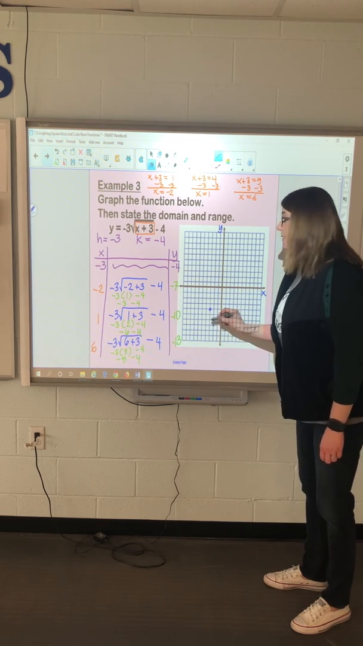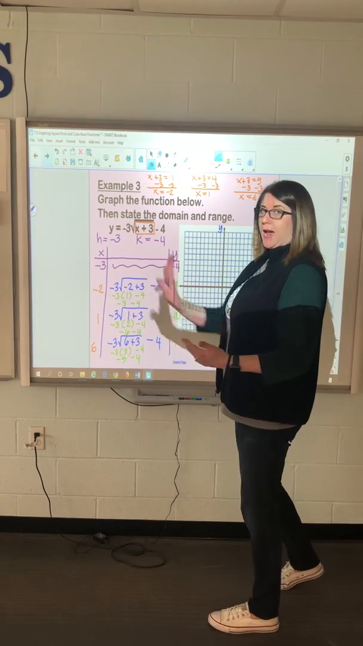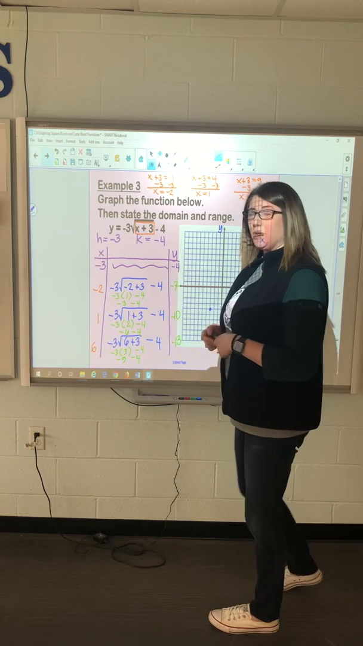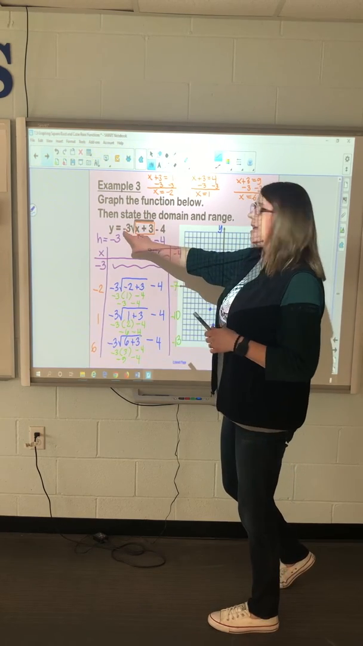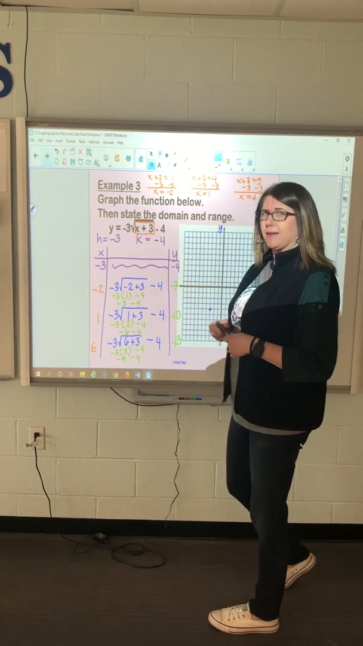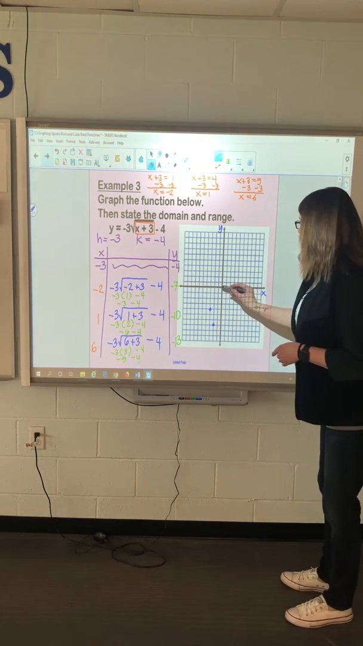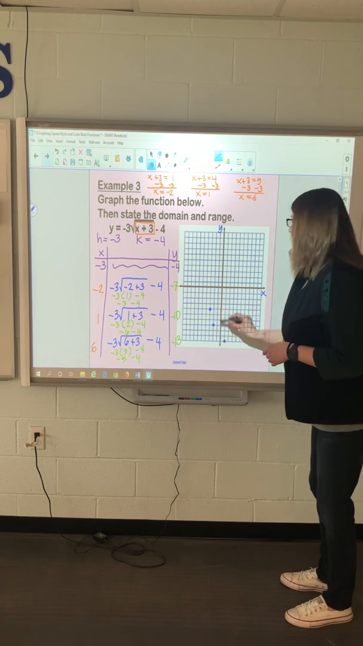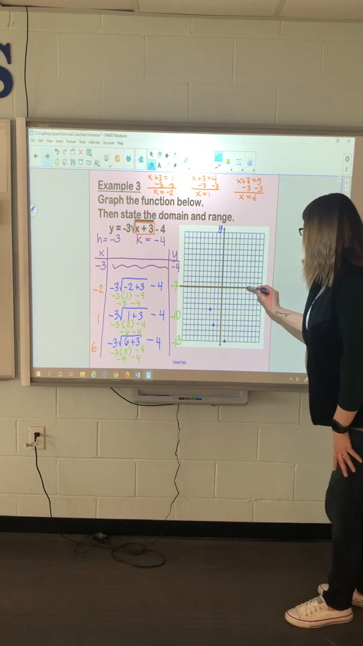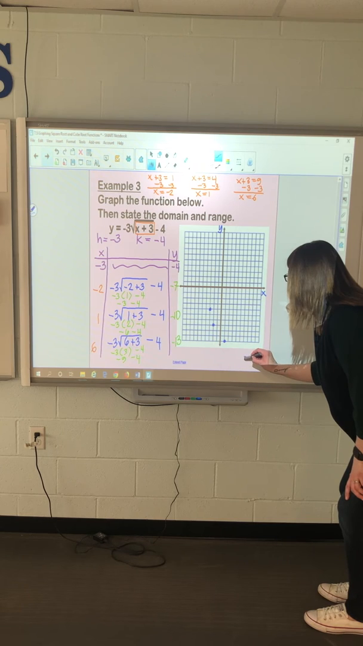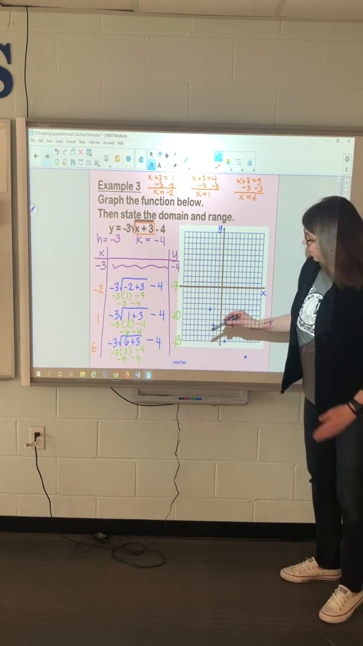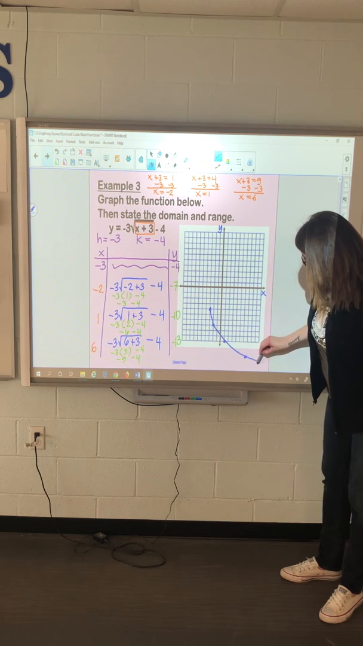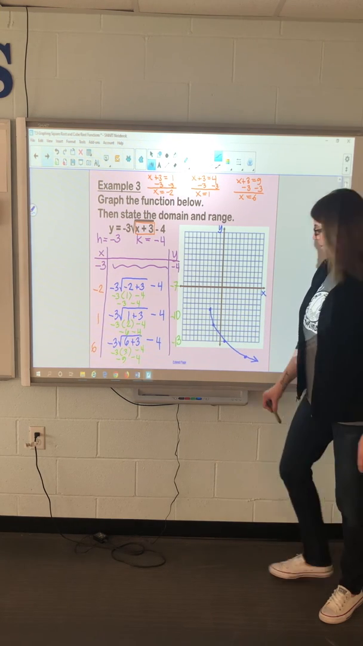So right away my graph's already looking different, because on the previous graphs it went up and to the right. This one is going to the right, but it's going down. Do you know what makes it go down? That negative out front. It's going to make this graph go down instead of going up. Then I have 1, comma, negative 10. And then lastly, I have 6, comma, negative 13, which is going off my graph a little bit. That's okay. So I'm going to start at my starting point and then curve it down and to the right.